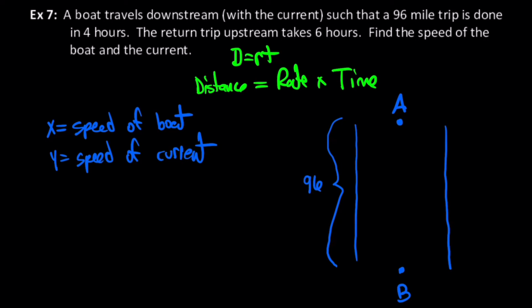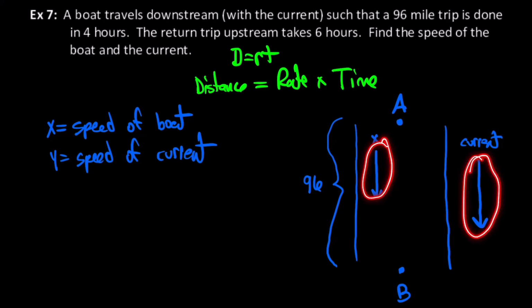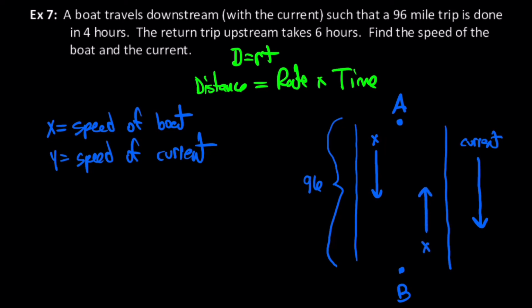I know that my current is going this way all the time. Well, in one trip, you go with the current. So if you notice here, you would add those two speeds together. And then on the return trip, you go against the current. So you'd have to subtract those two speeds.